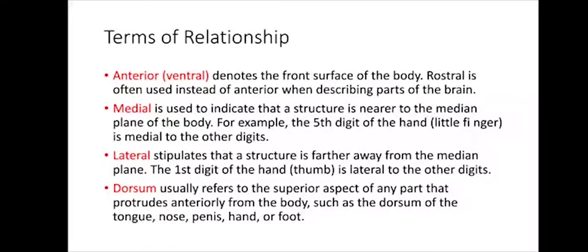We have dorsum, which usually refers to the superior aspect of or part of the body that protrudes anteriorly, such as the dorsum of the tongue, nose, and the foot. It is also used to describe the posterior surface of the hand opposite the palm. Because the term dorsum may refer to both superior and posterior surfaces in humans, the term is easier to understand if one thinks of a quadrupedal plantigrade animal that walks on its palms and soles, such as a bear, and the sole is the inferior aspect or the bottom of the foot, opposite to the dorsum.